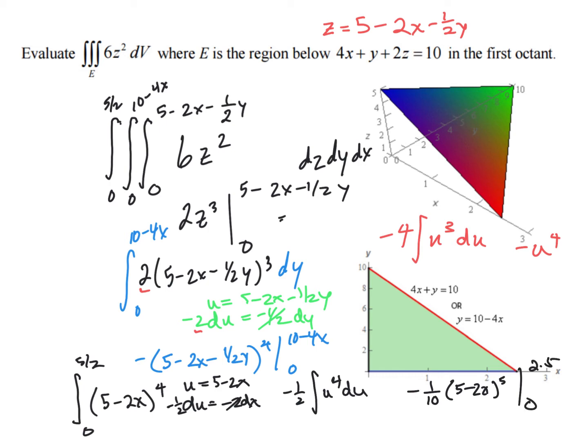Well, of course, if I plug in 2.5 into those parentheses, I get 0. So I end up with negative 1/10 times 5 to the 5th, which reduces my final answer to 625 over 2.